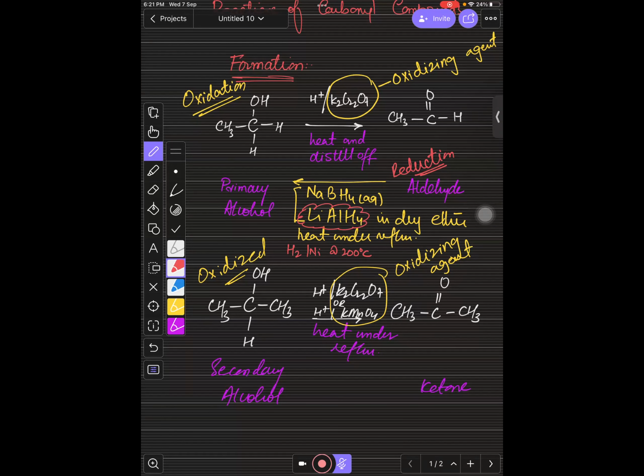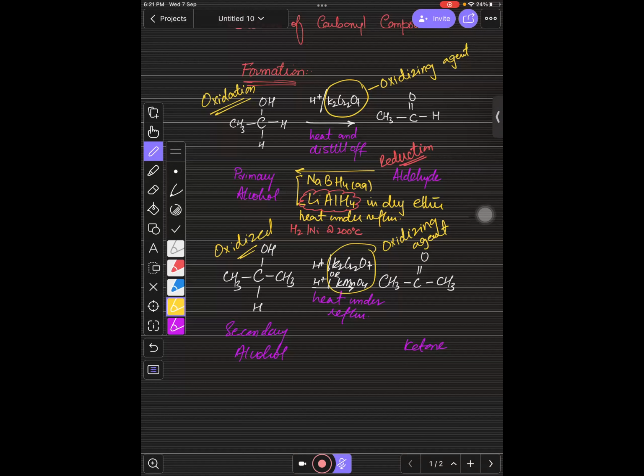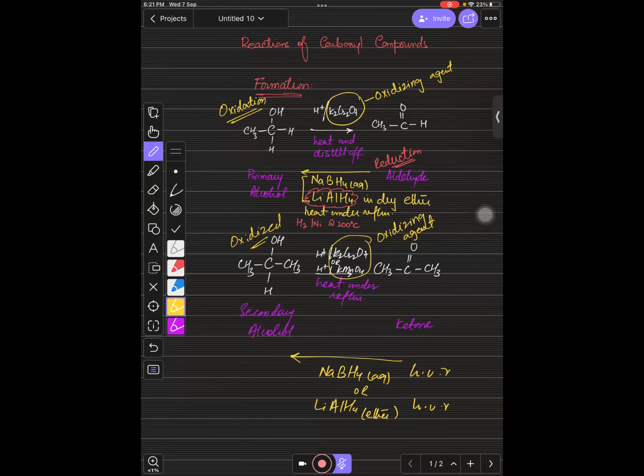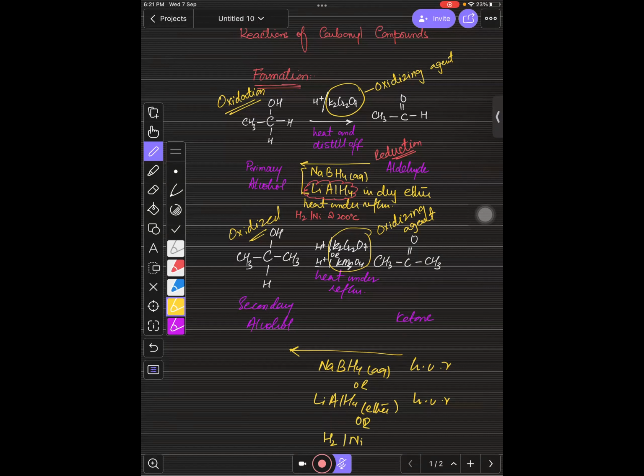And the same as over here, you can reduce ketones as well to form secondary alcohols, right? So यहाँ पर आप क्या करेंगे? You can again use sodium borohydride aqueous, even with heat under reflux, or even you can use lithium aluminum hydride in ether, and again, you need to use heat under reflux. And if you want to use hydrogen gas with nickel catalyst, you can even do this one as well at 200 degrees centigrade temperature, right? Is that clear to you?